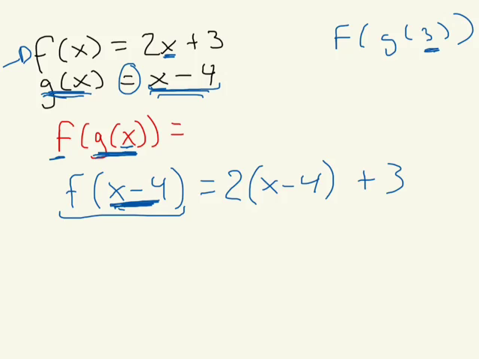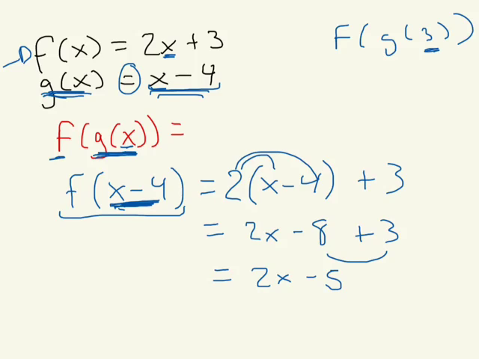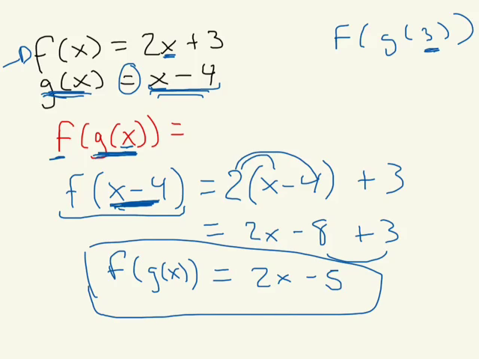Okay, so let's just simplify that using the distributive property. 2 times x is 2x. 2 times negative 4 is negative 8. We still have a plus 3. We didn't do anything to that. Simplify it a little more. 2x, combine these guys, they're like terms, that'll give us negative 5. So finally, we have f of g of x, remember we always want to bring it back to the original problem, is equal to 2x minus 5.